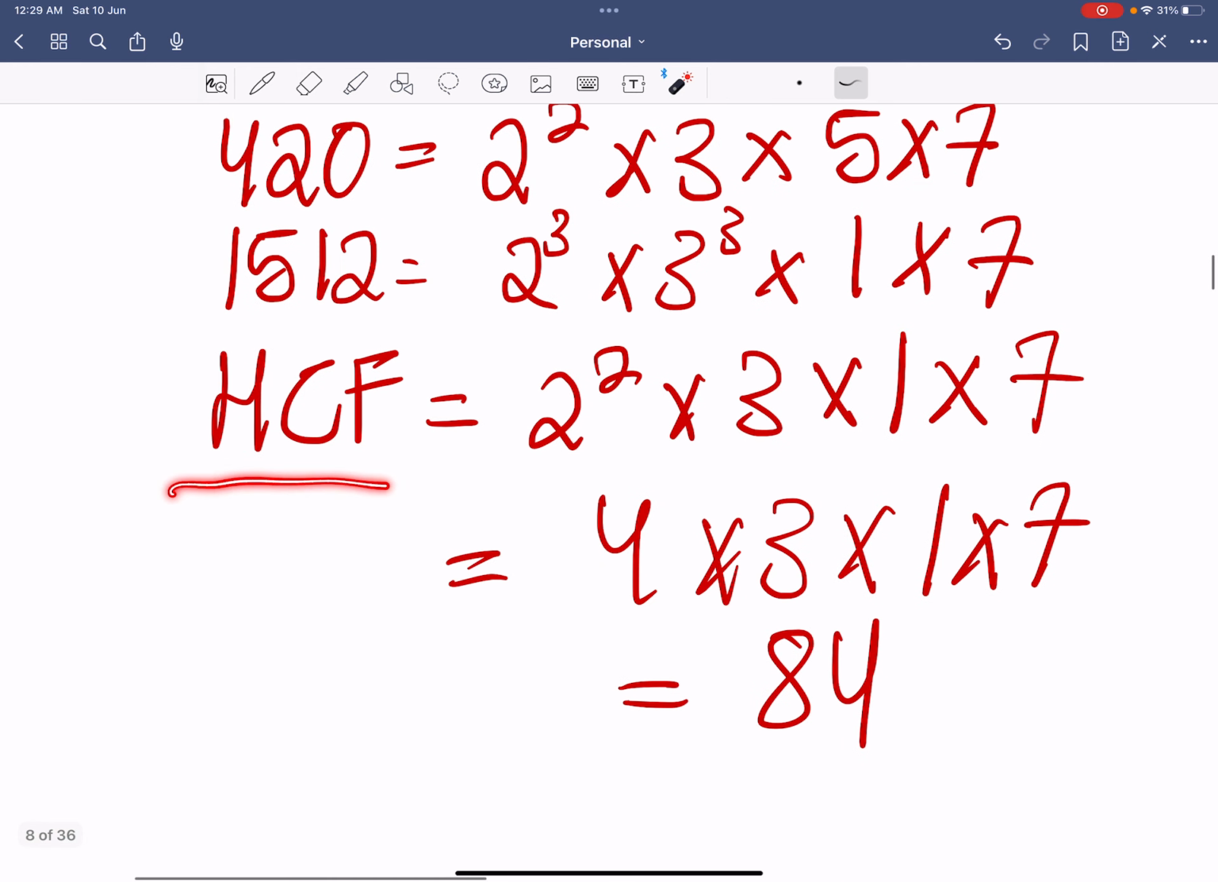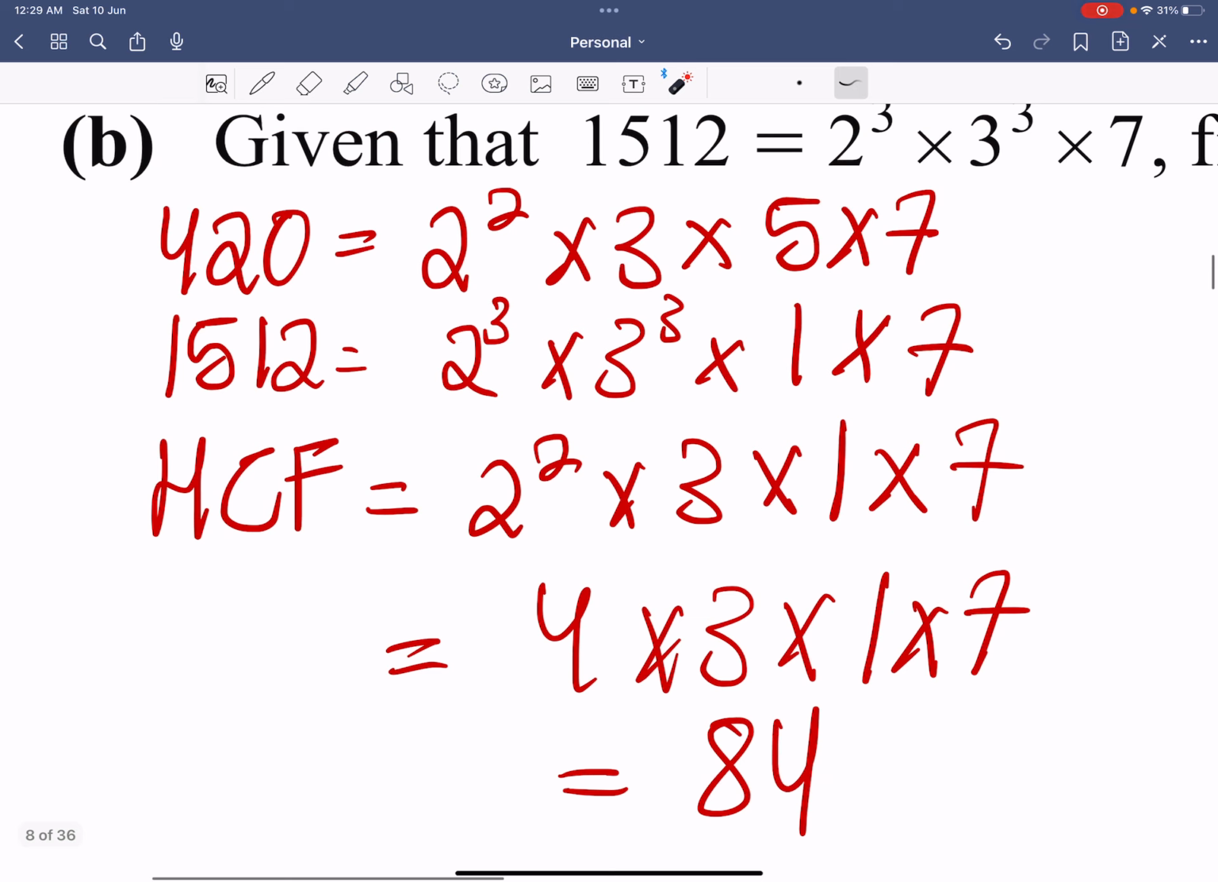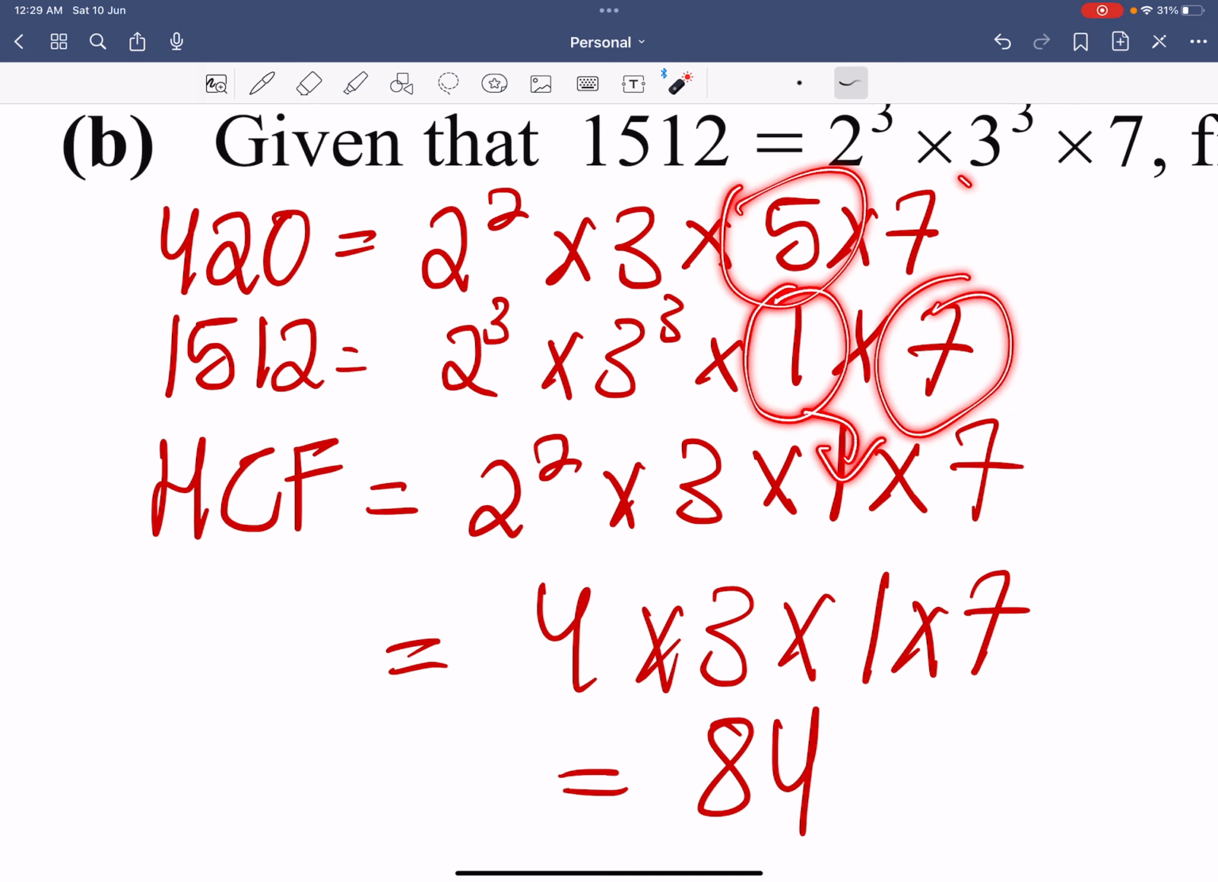Now how will we do the HCF? We'll select the smaller number. We'll select 2 squared and write it here. Now which is the smaller one, 3 cubed or 3? Obviously 3, so we'll write it here. Now is 1 smaller or 5 smaller? 1, so we'll write it here. Is 7 smaller or 7 smaller? Both are the same, so we can write them here.